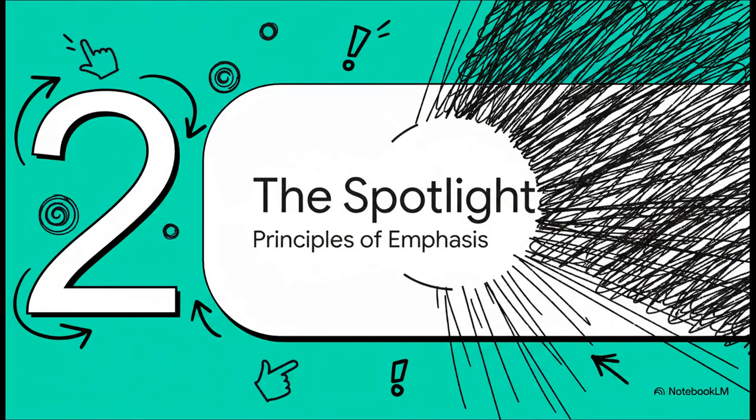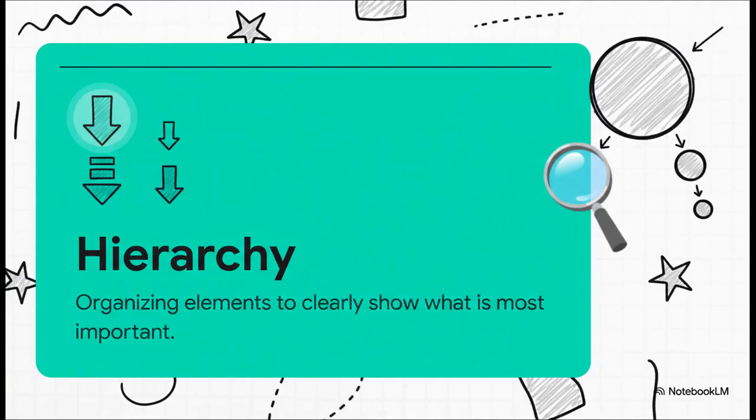All right, we've built our foundation, the skeleton is in place, now it's time to shine a spotlight. This next group of principles is all about emphasis, the tools designers use to guide your eye and tell a story about what's important. If structure is the skeleton, then emphasis, well, that's the beating heart. And that leads us straight to hierarchy.